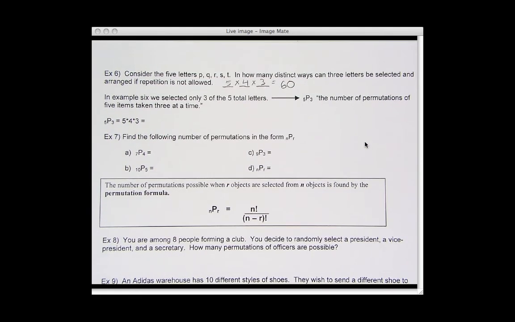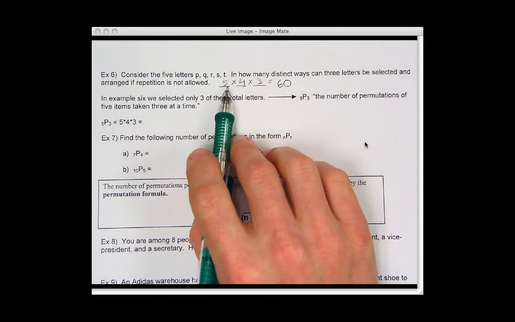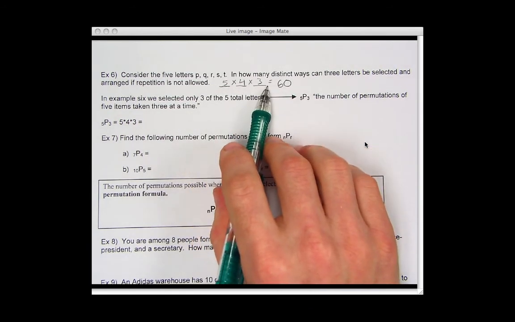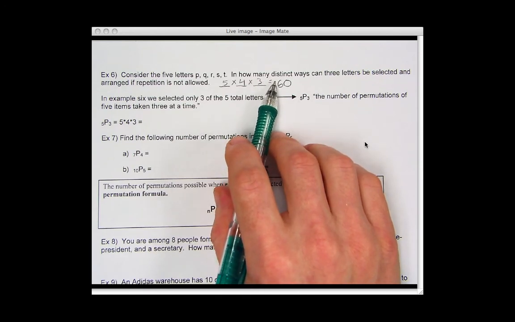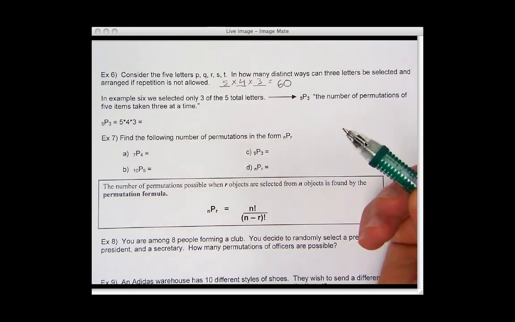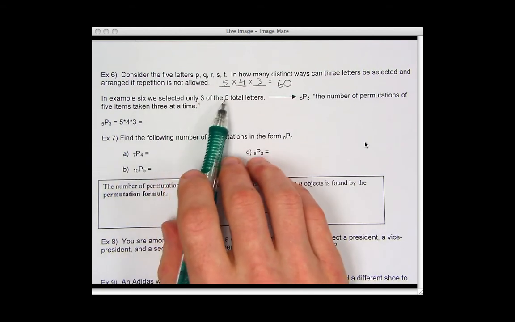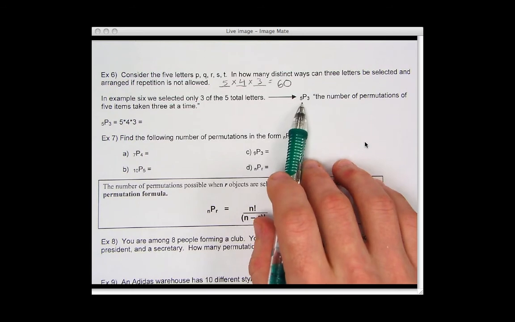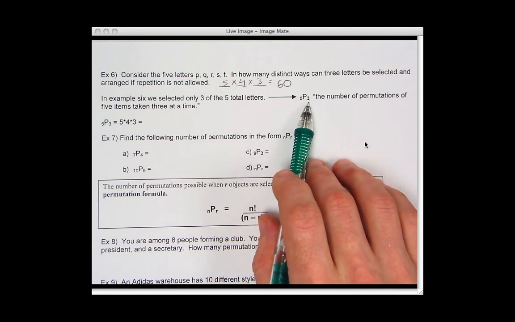So what we're going to do now is define this in terms of permutations. You'll notice it's almost 5 factorial, but it just gets cut short. We don't have times 2 times 1, and the reason is we only wanted 3 letters, not all 5. So the way in math that we write this, of selecting 3 out of 5, is like this. It's going to be 5P3. And we read it as the number of permutations of 5 items taken 3 at a time.